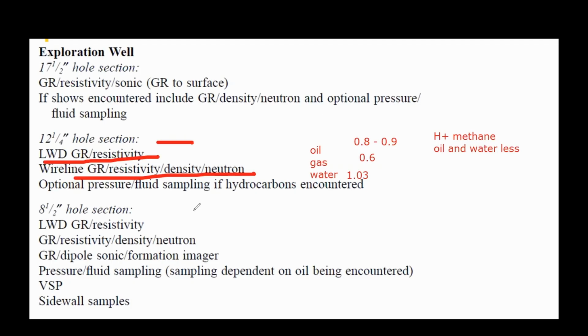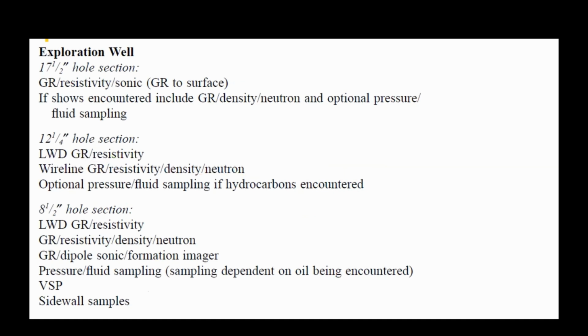Here, fluid sampling for exploratory wells is mandatory. The next one is the 8.5 inch wellbore: LWD with gamma, resistivity, density, neutron, dipole sonic, and formation imager. Pressure is a sampling tool; I'll show you in a different slide. Fluid sampling, VSP, and sidewall sampling will be done for your exploratory wells. Is it clear? If you want, you can take a snapshot or write it down.